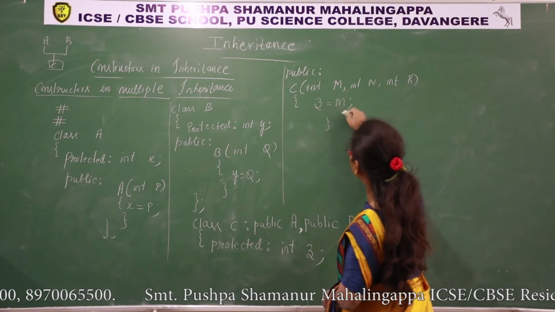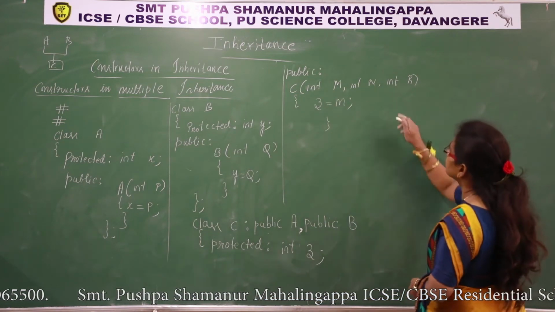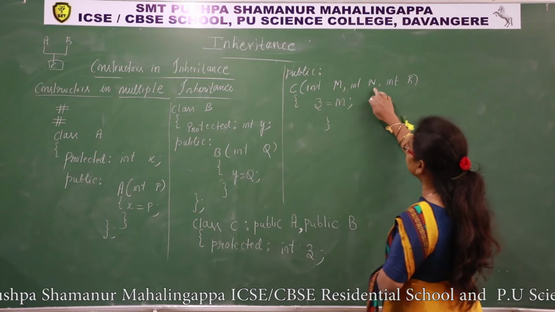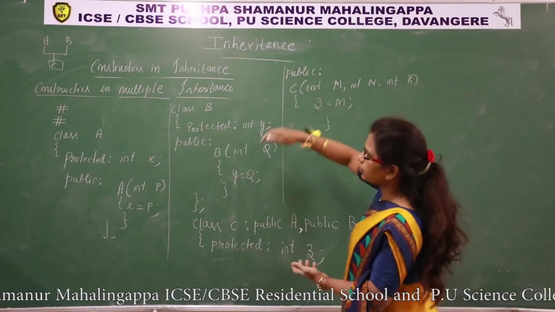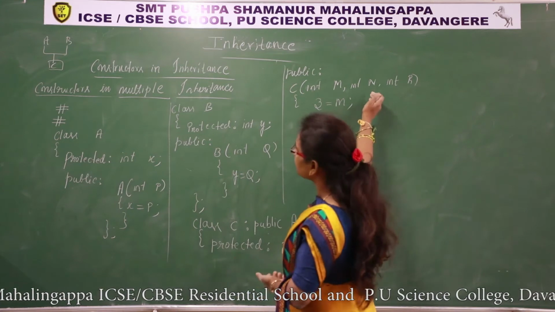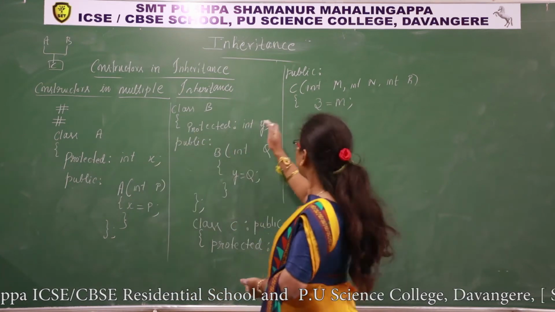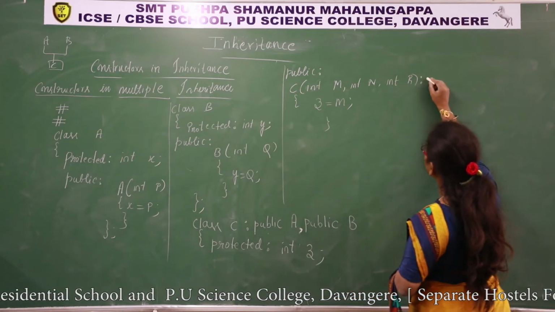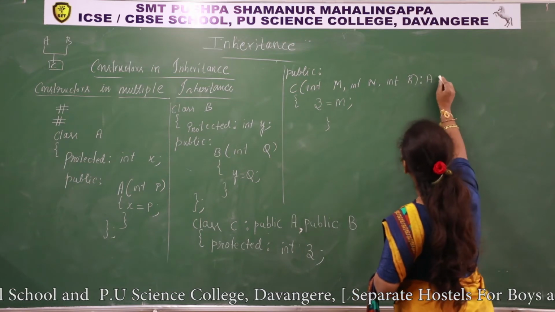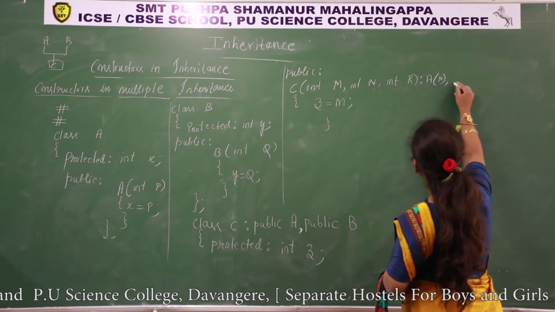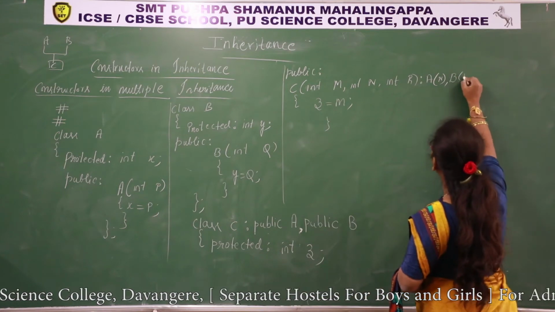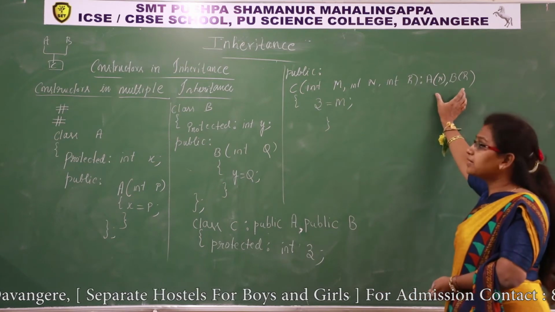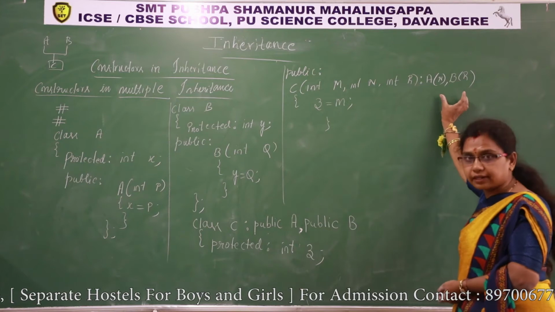I'll take m here. Okay. Now we have to distribute these two to its parent classes. Which value do you want to pass, either m or n, to which classes? I want to pass n to class A and r to class B. So I must write like this: colon, here I will write A(n), comma, B(r). This is the way to pass initial values to the base class constructors in multiple inheritance.